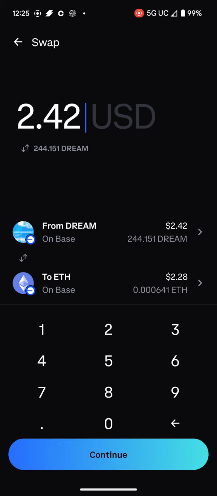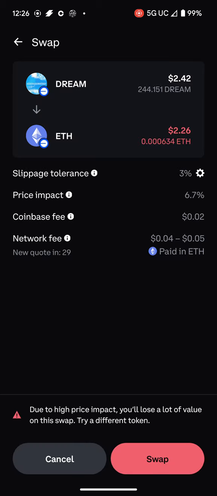And the reason why I would do that is if my Ethereum gas token got too low, because you spend a little bit of Ethereum on every trade, right? In this case, it'll probably be somewhere between a fifth of a penny and a penny. Right now it says that the Coinbase fee will be 2 cents, and the network fee will be somewhere between 4 cents and 5 cents.